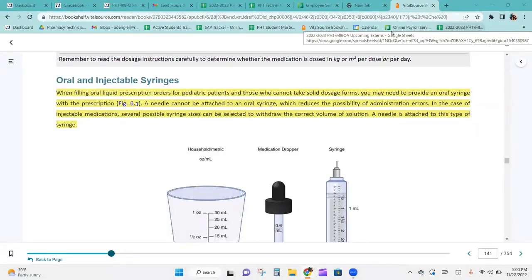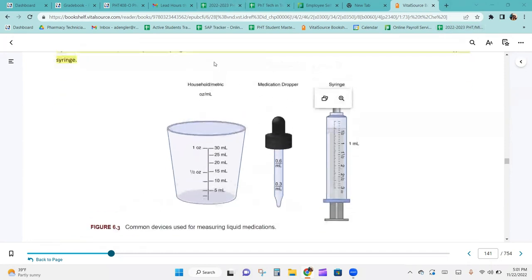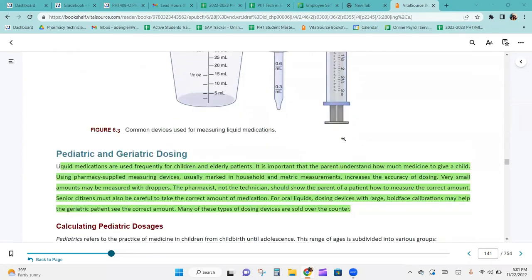When filling oral prescription orders for pediatric patients and those who cannot take solid dosage forms, you may need to provide an oral syringe with the prescription. A needle cannot be attached to an oral syringe, which reduces the possibility of administration errors. In the case of injectable medications, every possible syringe size can be selected to withdraw the correct volume of solution. So we have a little medicine cup, we have a medication dropper, and we have a syringe.